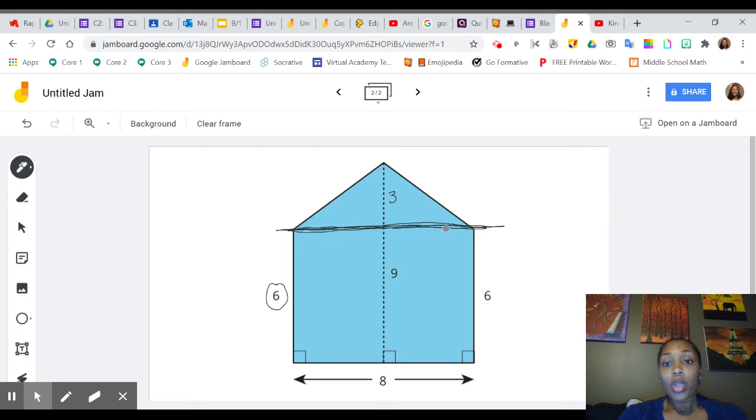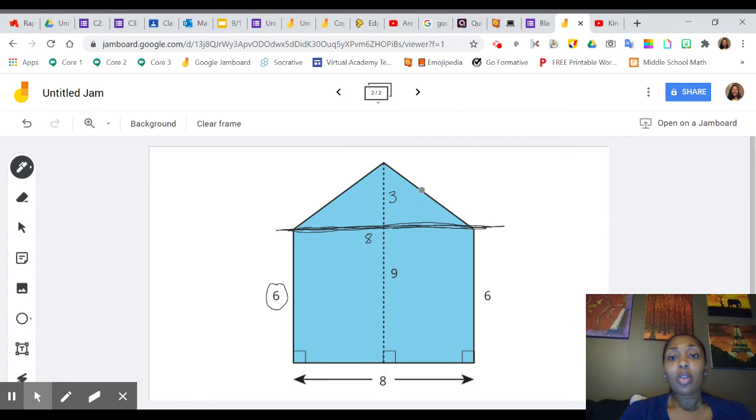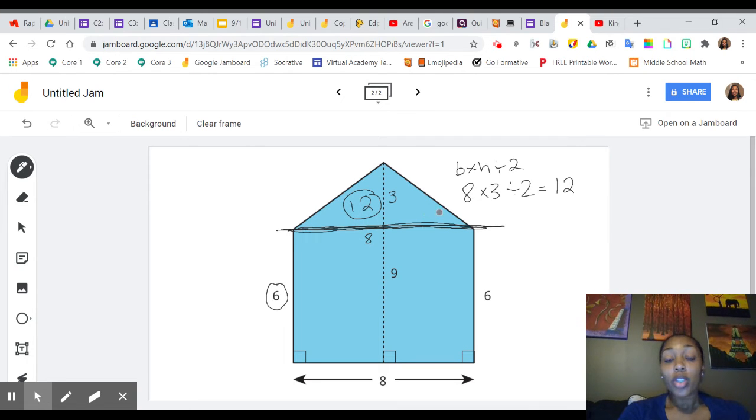Then I need to look for what's the base of the triangle. Well, the base of the triangle is the same as the base of the rectangle, so the base of the triangle will be 8. Now that I have the base and the height of my triangle, I can do base times height divided by 2. So I'm going to do 8 times 3 divided by 2. 8 times 3 gives me 24, and then 24 divided by 2 gives me 12. So that means my triangle, and this is only one triangle, y'all, the triangle has an area of 12.